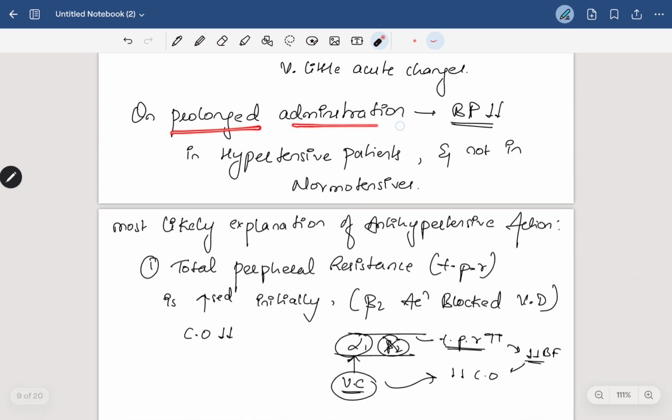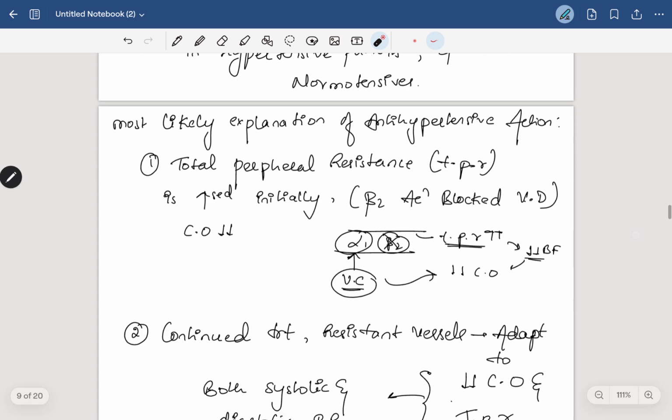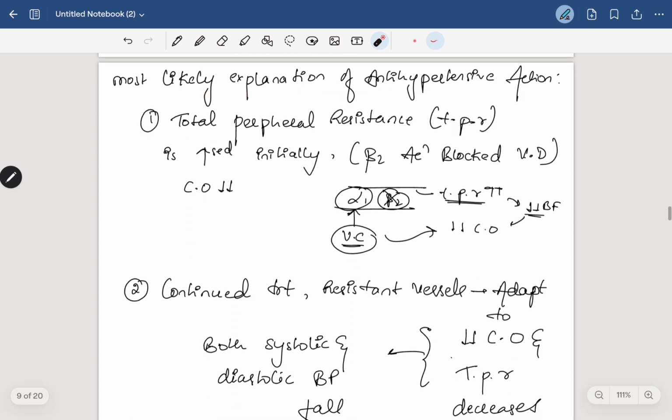See, I told you, on prolonged administration, there's decrease in BP. Decrease in BP is known as what? Antihypertensive phenomenon. Now, why is this taking place? The most likely explanation for this is the following. The total peripheral resistance, known as TPR, is increased initially. Why? Because the beta 2 action of vasodilation is blocked. Now, the vasodilation is not taking place. Therefore, total peripheral resistance is increased.